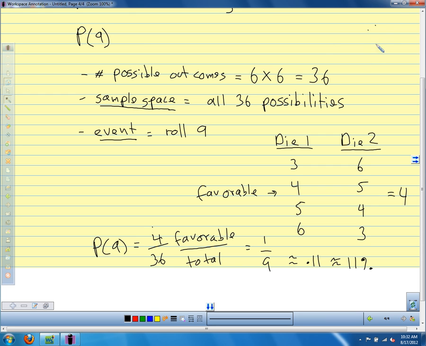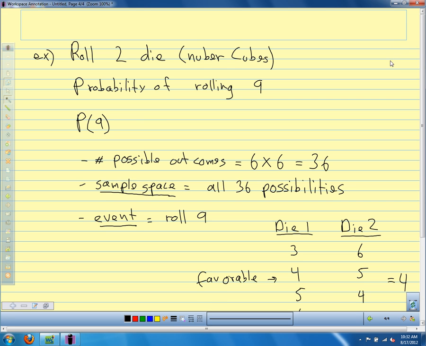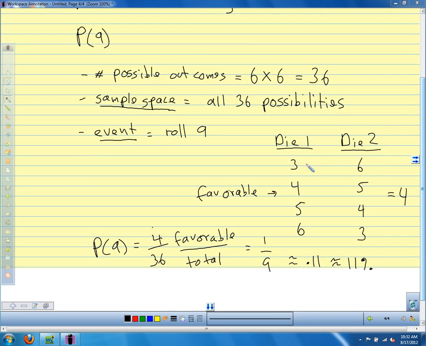And if you're not sure how to figure out the number with dice, just write it down and write down your combinations that add up to the particular number. Okay?